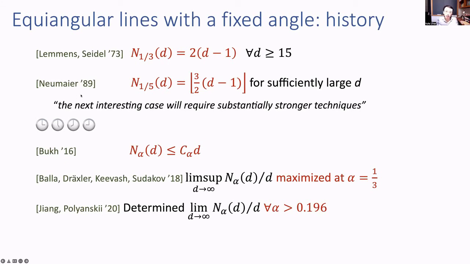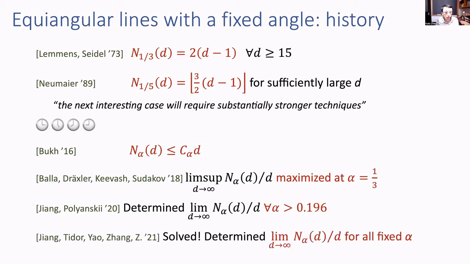The reason he said the next interesting case will require substantially stronger techniques is that this line of techniques, having to do with this approach of using spectral graph theory, but a very specific approach, actually hits a roadblock. And Jiang and Polyanskii specifically identify where that roadblock is. Despite that, we were able to completely solve this problem. And we determined this coefficient for all values of alpha.